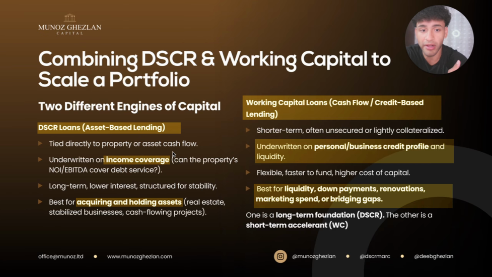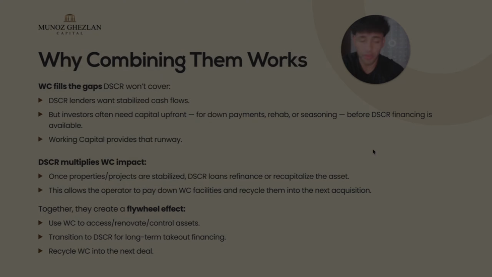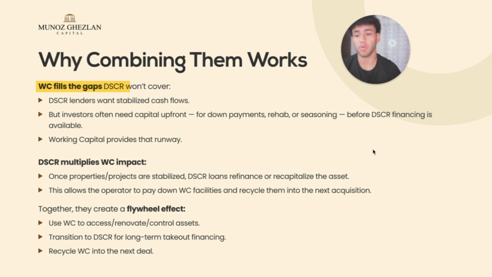It's better for liquidity, it's better for down payment assistance, it's good for renovations, or if you're a business owner, it's good for marketing spend, and it's good for bridging gaps in cost. One is a long-term foundation, DSCR, and the other one is an accelerant, that's working capital. The reason why combining them works is because working capital fills the gaps that DSCR won't cover. DSCR loans want stabilized cash flows, but investors oftentimes need capital up front for down payments, rehab, or seasoning before DSCR financing is available. Working capital can provide that runway.